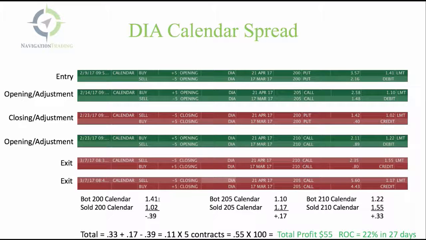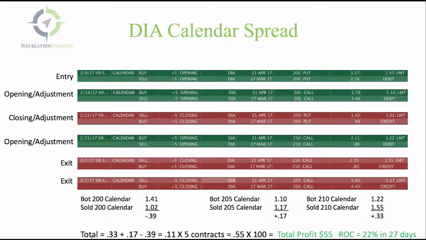As you can see here, when you break down exactly what happened, we bought the 200 calendar for $1.41 and sold it for $1.02, which gave us a negative 39 cents as far as P&L. Then we bought the 205 and closed that out today. We bought it for $1.10, closed it out for $1.17, so we got a 17 cent profit on that one. And then we originally bought the 210 calendar for $1.22, sold it out for $1.55, giving us a profit of 33 cents on that one.